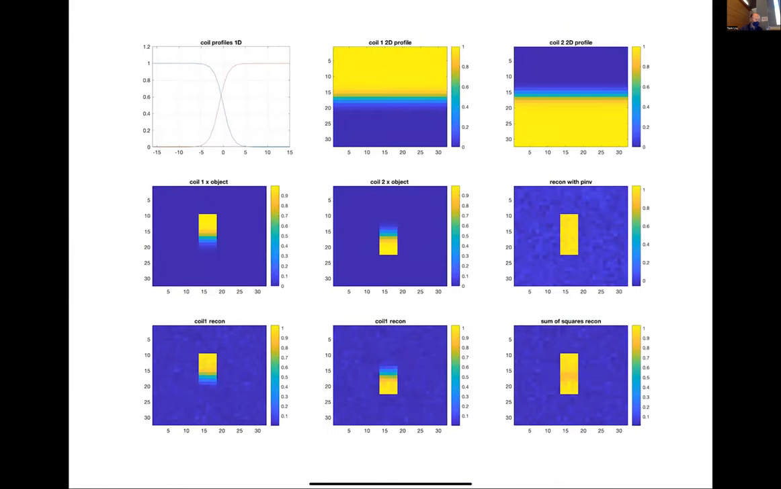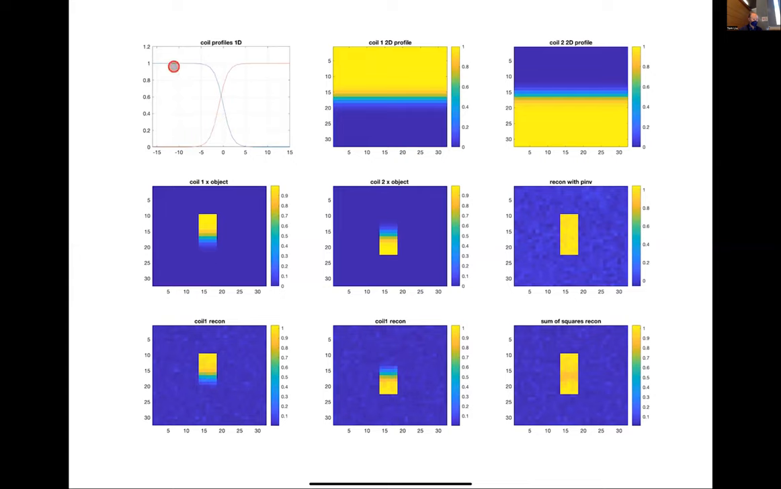But this is the key. Let's say our profile is like this, where coil one sees a lot, but then drops off very fast. Coil two sees a lot here, but then drops off very fast. So in this case, this is the coil one 2D profile. It's very sensitive here, but it's dropping off fast. Coil two is very sensitive here, but it's dropping off pretty fast. Now coil one sees an object like this, right? It's taking my object and multiplying it by the coil sensitivity. Coil two sees the opposite.